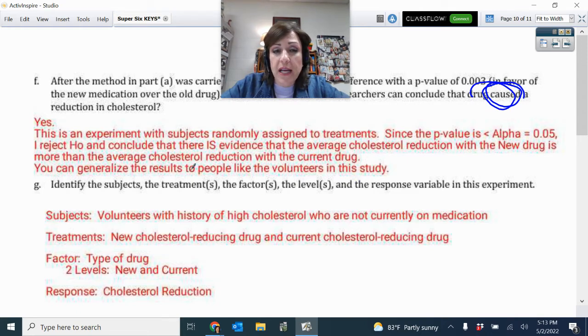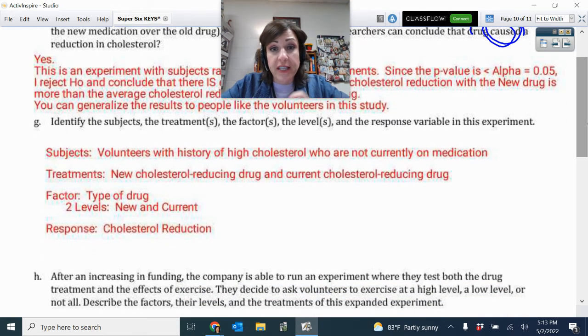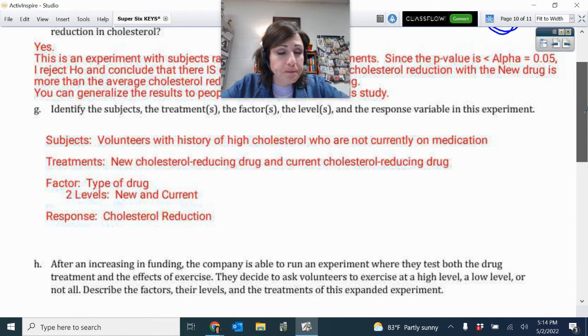And you can generalize those results to people like these volunteers. That is a limiting component that we have when we have volunteers. Maybe these are people who are going to be much more conscientious with their health, or maybe even not so because they just want the pill to take care of it all. Whatever the characteristics are, you can generalize to people, subjects who are like the volunteers in this study.